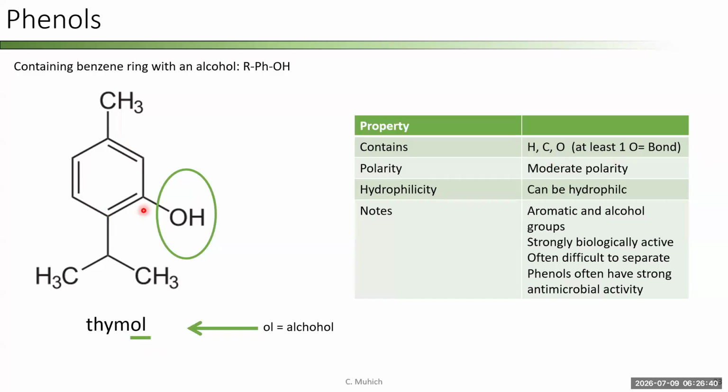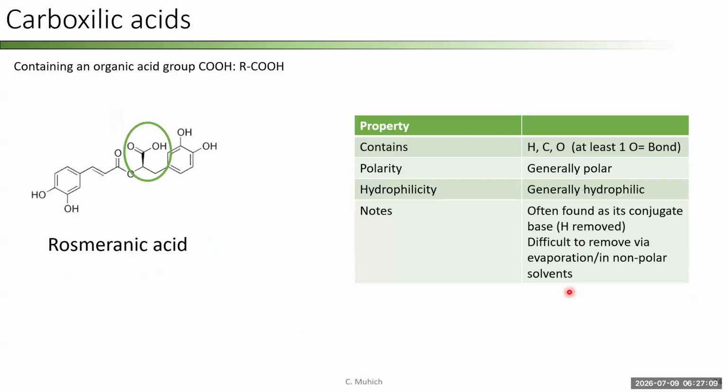It generally is moderately polar. It has both the aromatic and the alcohol groups. Sorry about this. This should be at least one OH group. These are generally strongly biologically active and can be difficult to separate because they dissolve so well. And these phenols often have strong antimicrobial activities.